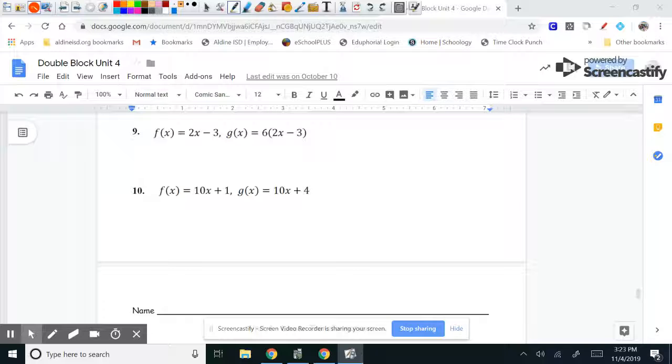All right, here's this one. So we look to see what's different. They both have 10x, so I can cross that out. And I'm looking at the 1 and the +4. So you're telling me what changed. It went from a 1 to a 4. So that means it changed what? By how much? It went 1 to 4. So what did you have to do to go from 1 to 4?